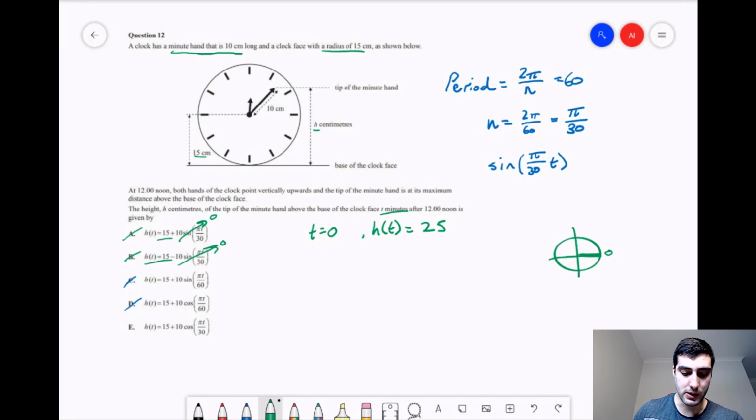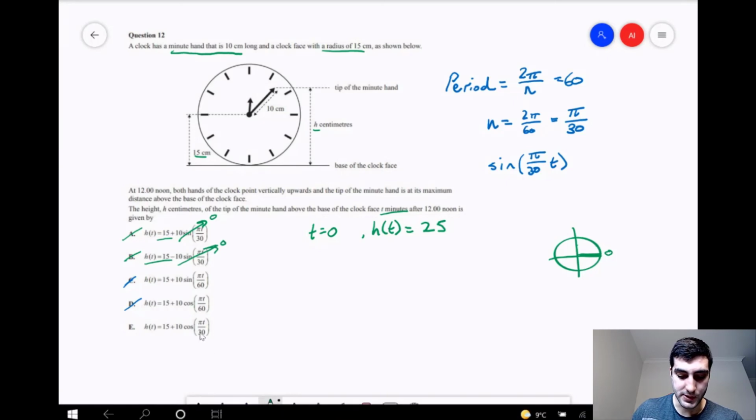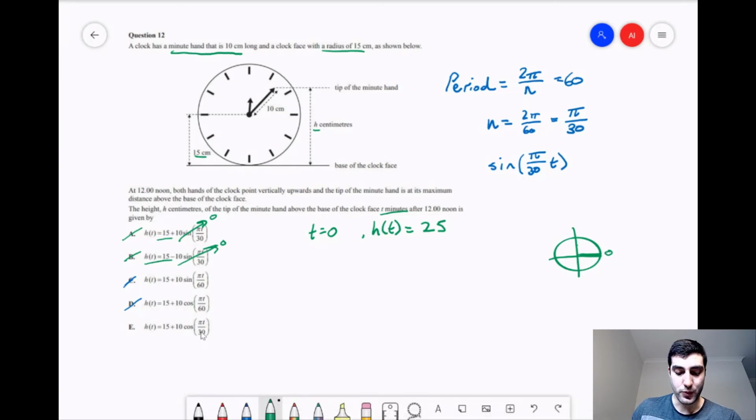What about cosine? So cosine of the angle 0 would provide us with a value of 1. So this whole cosine term goes to 1. 1 times 10 is 10, plus 15 is 25. So it's got to be E. There's the answer there. So the math itself isn't very difficult for this question, but it's in terms of comprehension of the question and understanding how to sub in the correct values to solve for your unknowns there.